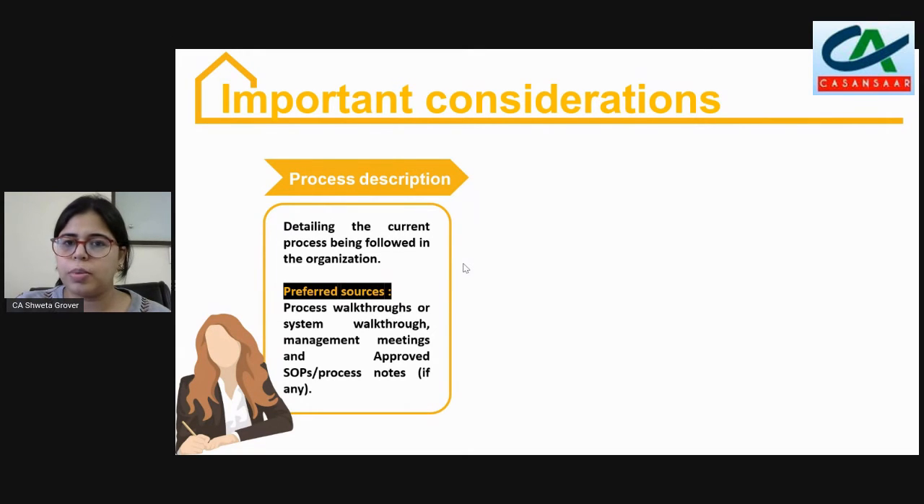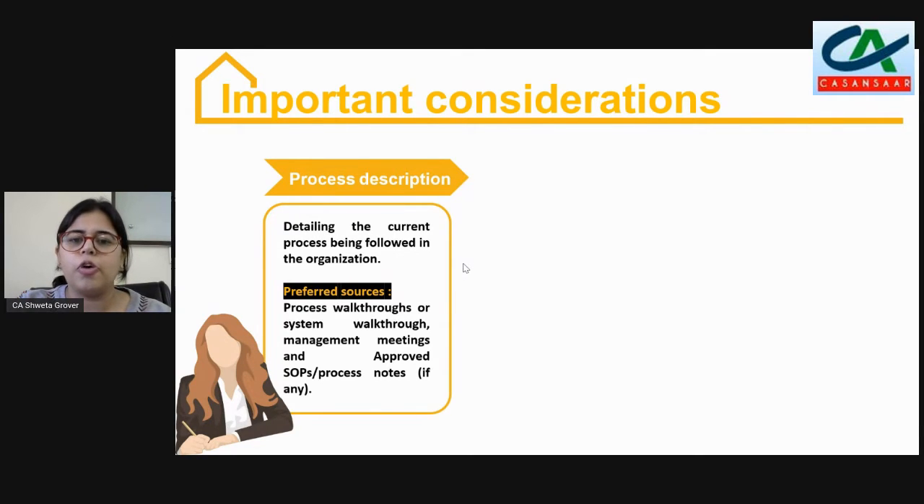Either the process document is not updated, or the company is not very serious while preparing the process document. They are just preparing the document for documentation purposes. So that in fact becomes your one checkpoint. When you are writing down the process description, it should detail the current process being followed in the organization. The preferred sources would be process walkthrough, your system walkthroughs, your management meeting, and then your approved process notes. So don't refer to any document handed over by the process owner.